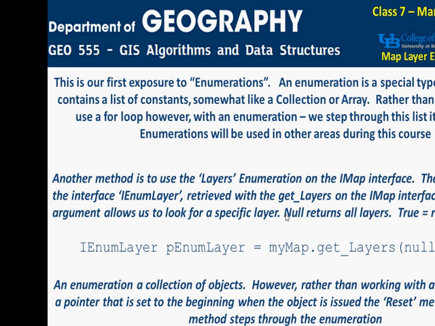So we have our IEnumLayer. We start out with the method reset. Reset kind of brings it to the top. So that ensures that we're looking at the very first layer in IEnumLayer. And then you just work with that to get each individual layer, saying my layer equals the variable .next. Next gives you that next layer in the list. There's no index.